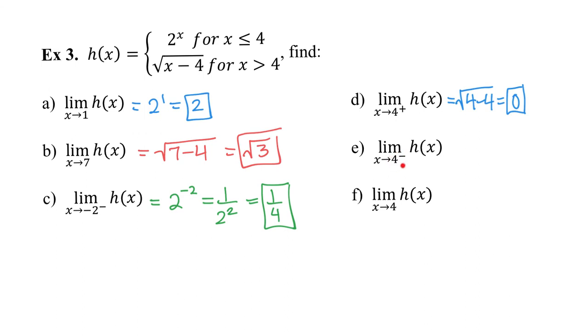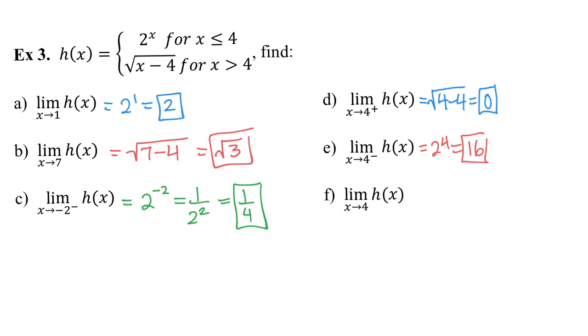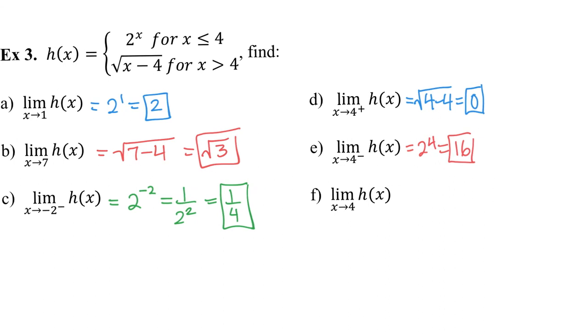Now if I come from the negative side, I'm coming from the graph that includes 3.9999999, which is less than 4, which means I'm using this one. 2 to the 4th is 16. Okay, now what about the limit as x approaches 4? Well, if I approach from the positive, I get 0. If I approach from the negative, I get 16. Because these don't match, the limit as x approaches 4 does not exist.